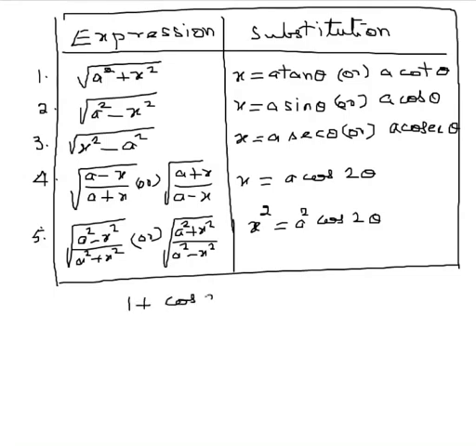Remember these formulae. 1 plus cos 2 theta is 2 cos square theta, and 1 minus cos 2 theta is 2 sin square theta. Very important formula. Memorize this substitution table.